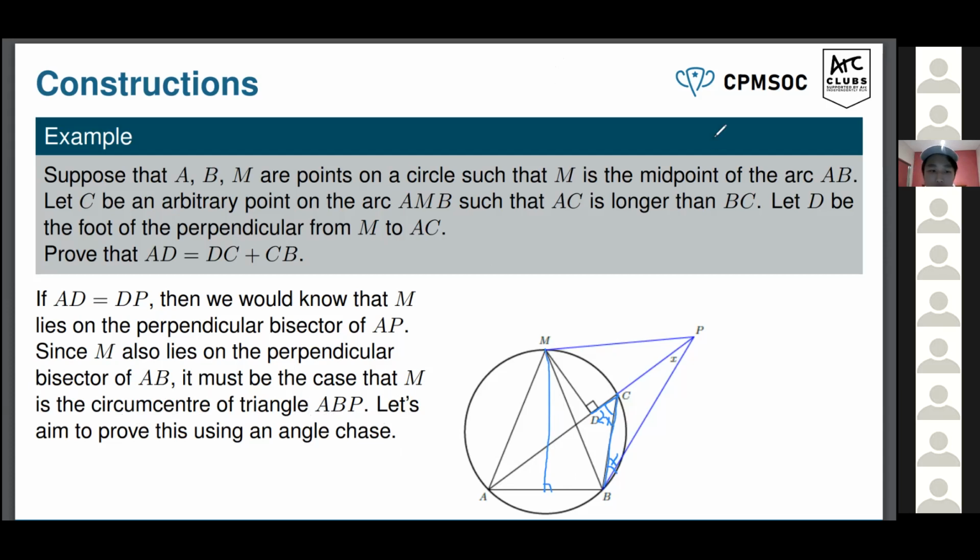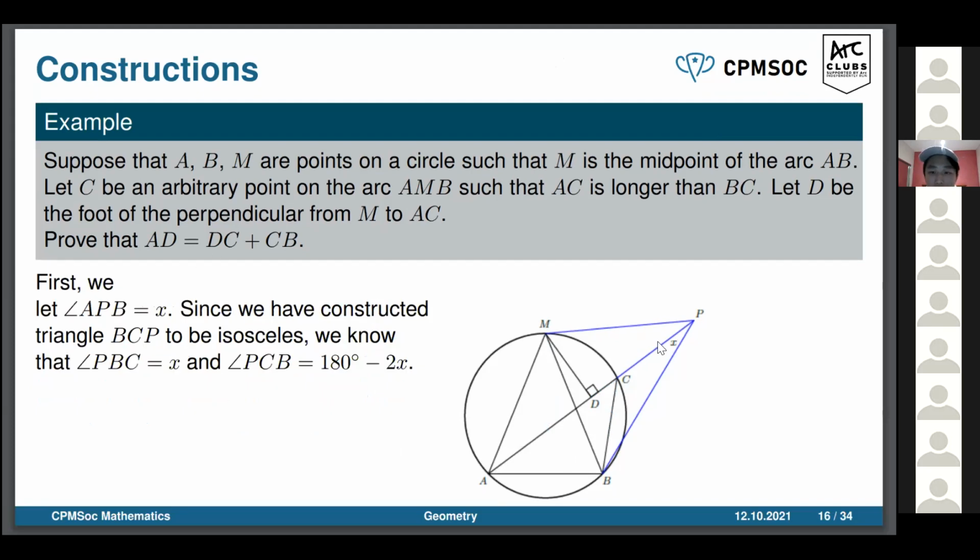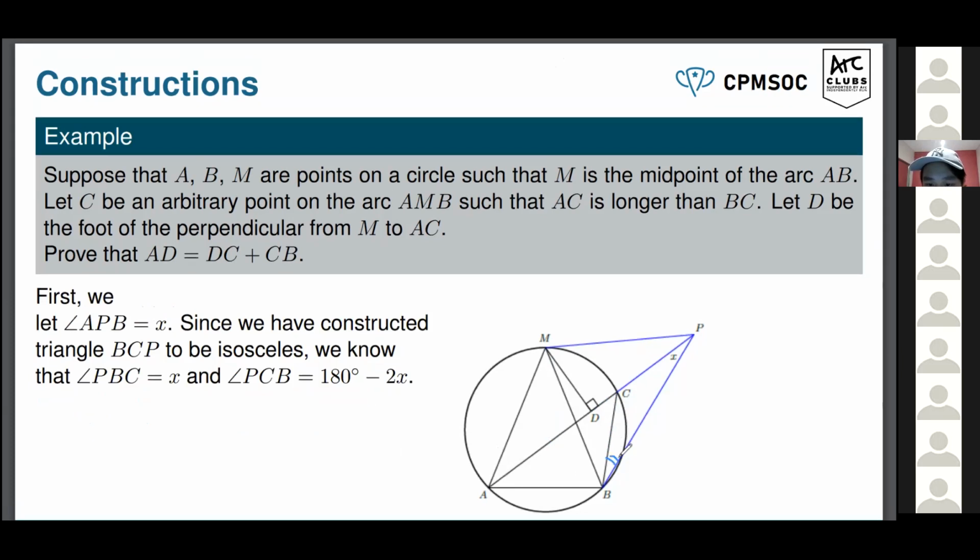So I just erased everything. Oops. So we know that this is x and this is 2x. And then because ABCM is a cyclic quadrilateral, this angle here, oh, it's not this angle, not this bit. This small angle here, sorry, AMB will also be 2x, right? And why is that useful?